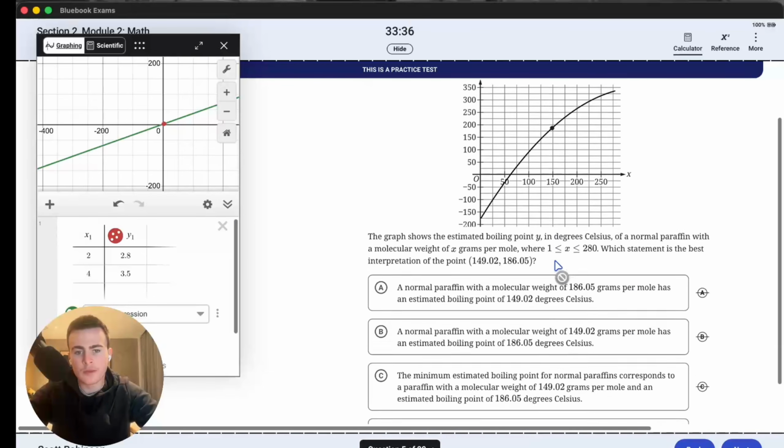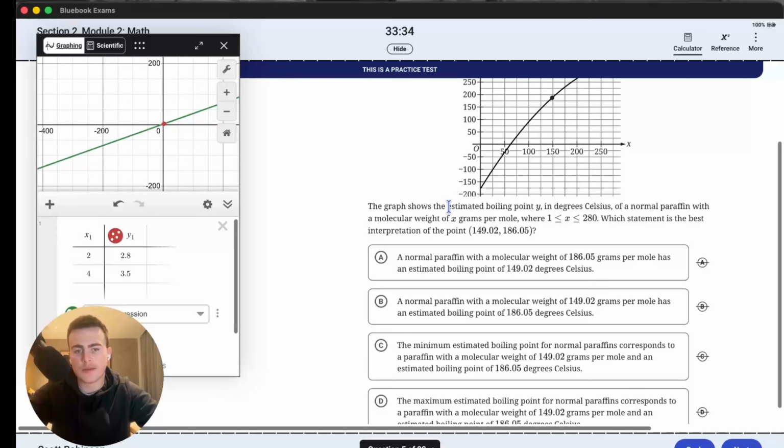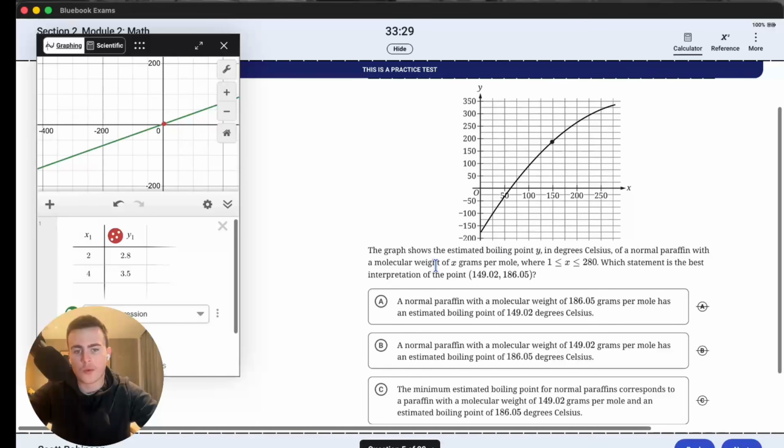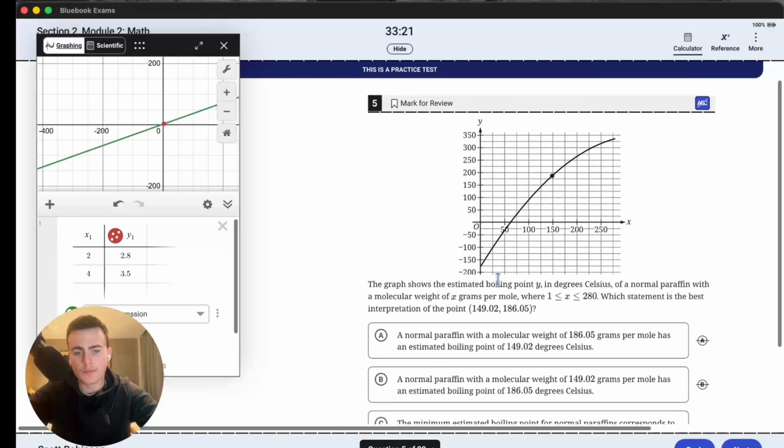That's it. Well, the graph shows the estimated boiling point in degrees Celsius of a normal paraffin with a weight of X grams per mole. Which statement is the best interpretation of this point? Well, before I look at these, you always want to be predicting the answer before you look at it. So X is your grams per mole, your weight, and your Y is your boiling point. So this point would mean when this thing weighs 149.02 grams, it's going to be this boiling point, right? So the weight is 149.02.